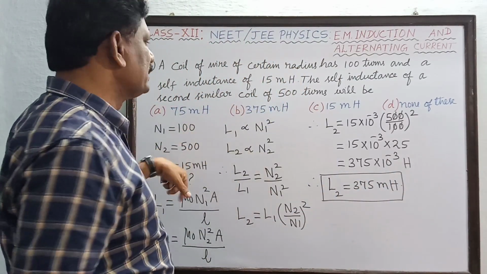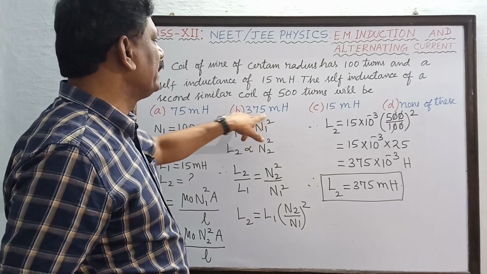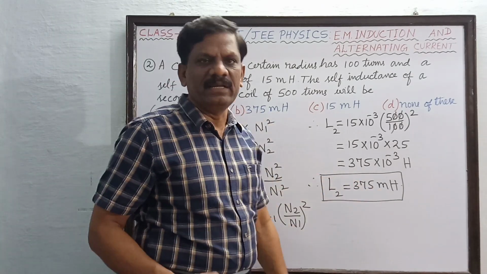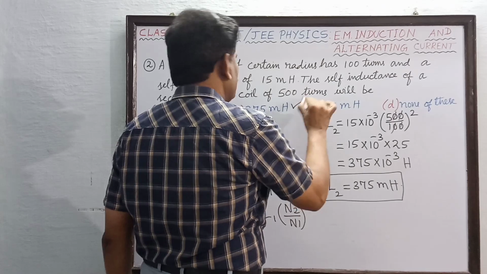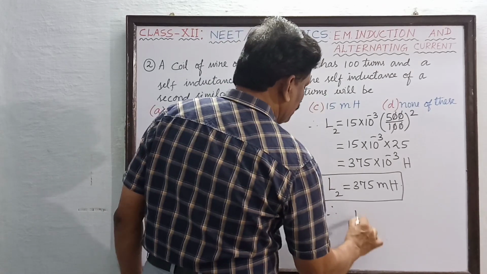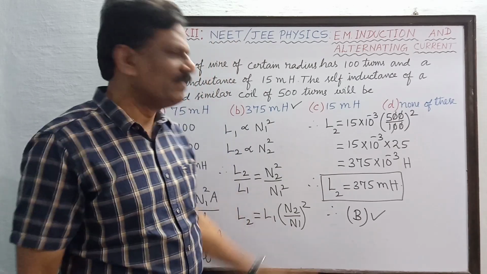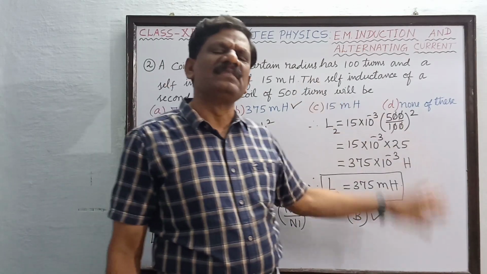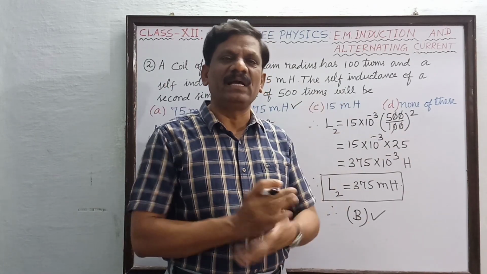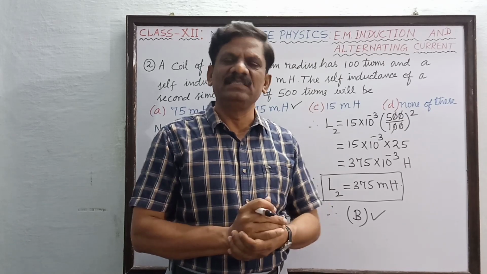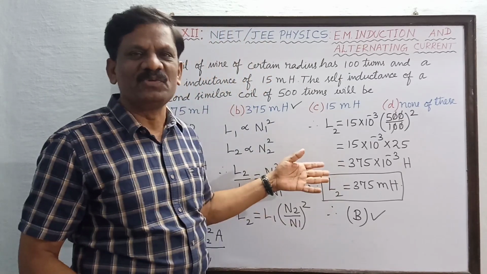Now we will check which is the option. Option B is given as 375 millihenry. So this option B, okay. Therefore option B must be the correct answer. Very simple, but many times this type of problems have been repeatedly asked in the NEET and JEE entrance. I hope you must have understood well. Fine.